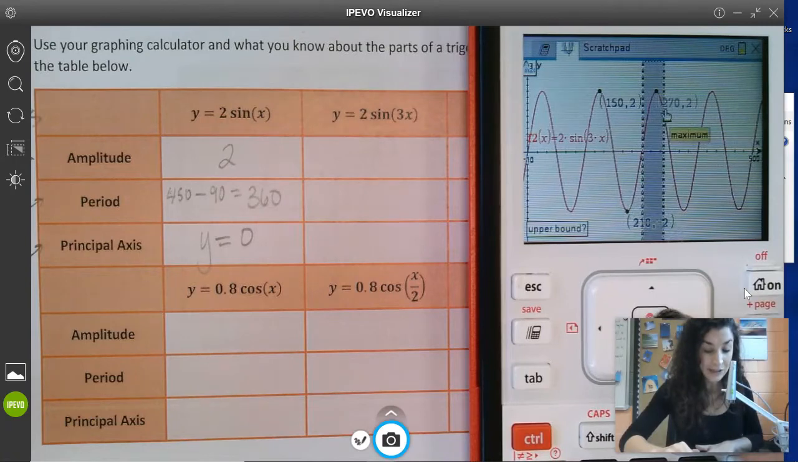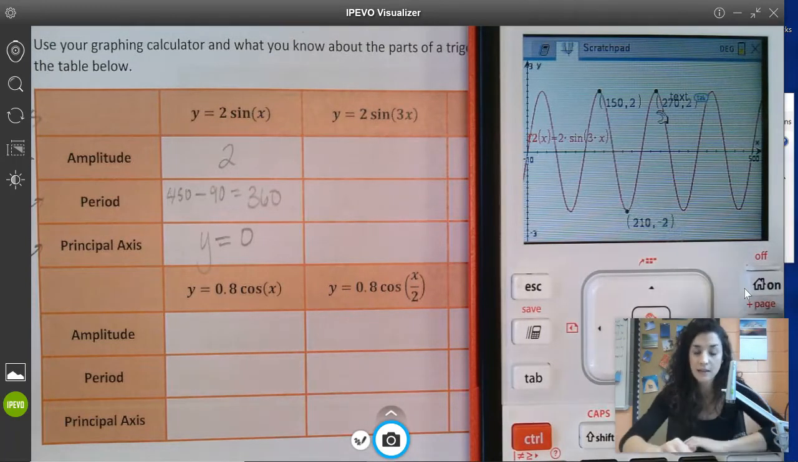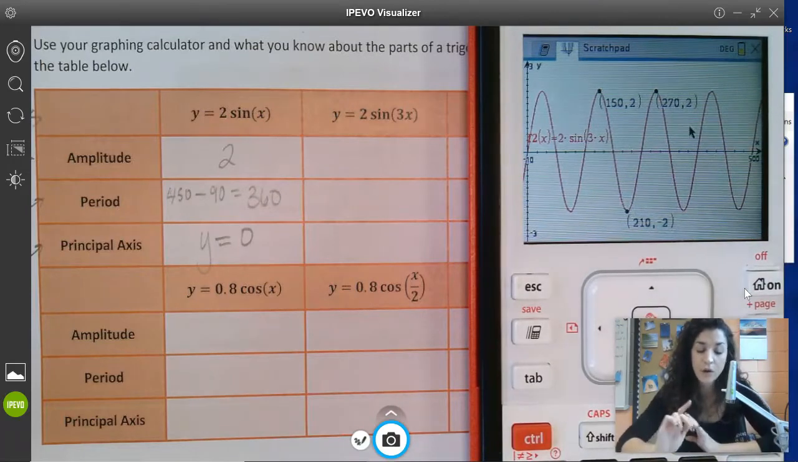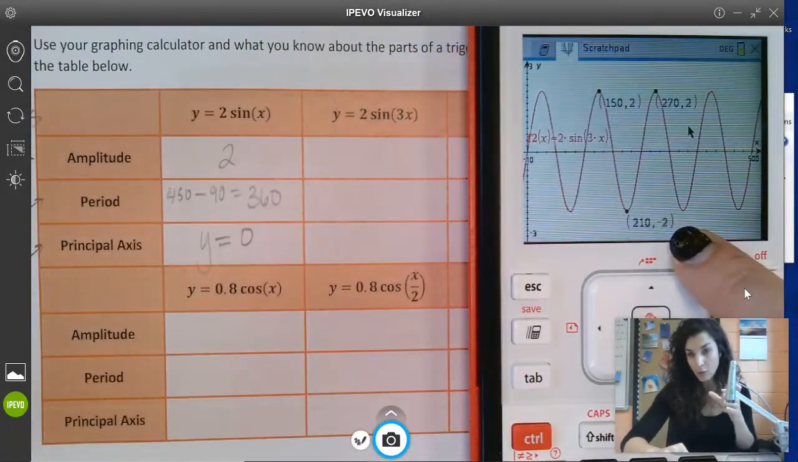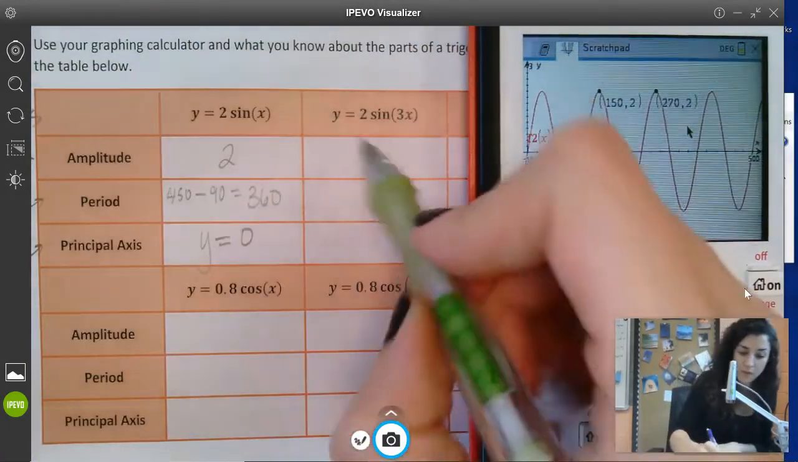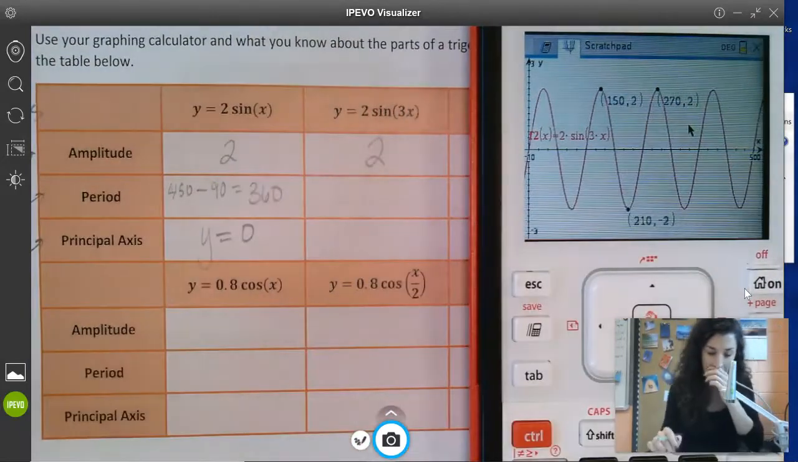And look at how quickly I can do it if I just press the numbers as opposed to click, click, click, click, click, enter, click, click, click, click, enter. Okay, so amplitude. Notice the y values, 2 to negative 2. My total distance is 4. Again, halved is 2. Are we starting to see connections between these equations and the amplitude?